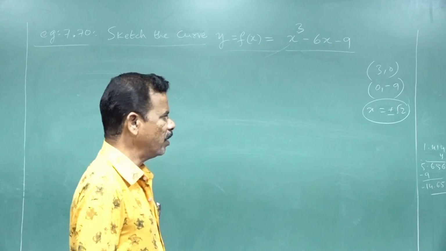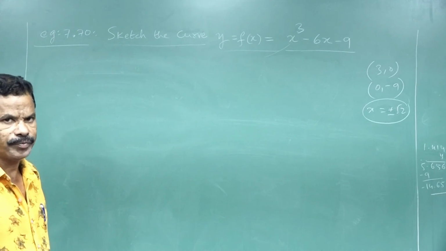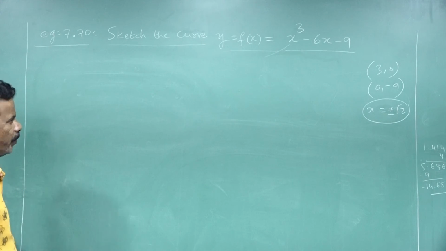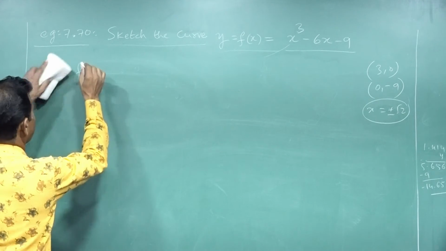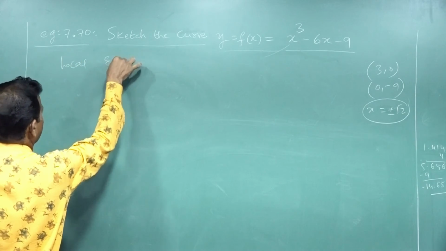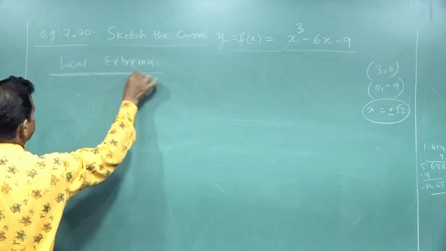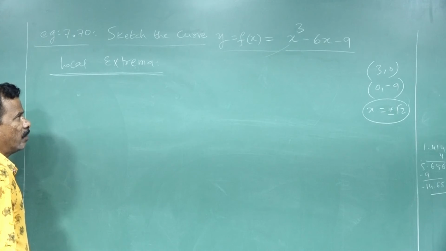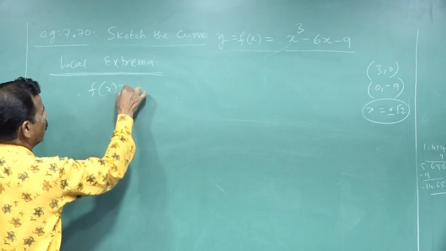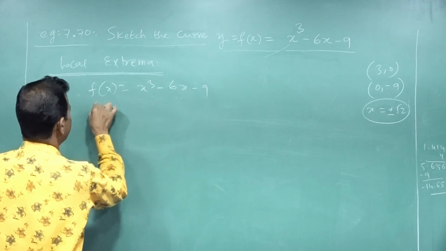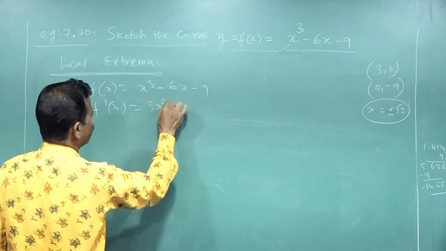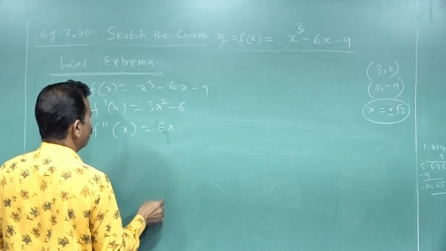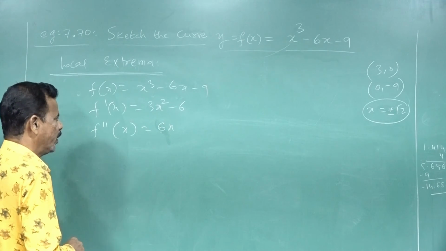After that, local extrema of the function. Local extrema, that means local minima and local maxima. So how do we find the local maxima and local minima? So for the given function, the second derivative is compulsory for the local maxima and minima. F of x is equal to x cube minus 6x minus 9. F dash x is equal to 3x square minus 6. Second derivative f double dash x is equal to 3 into 2, 6x minus 0. Only 6x coming.